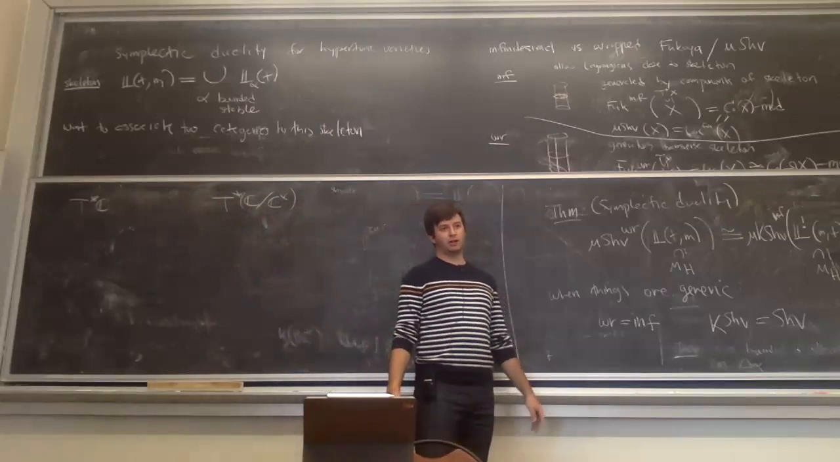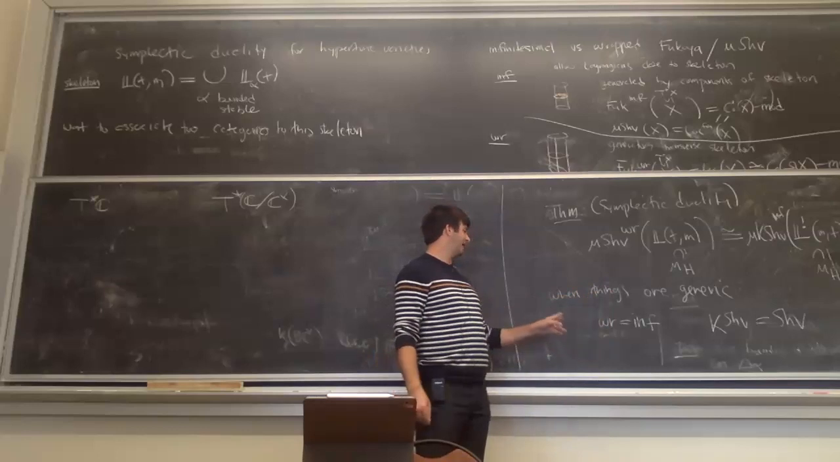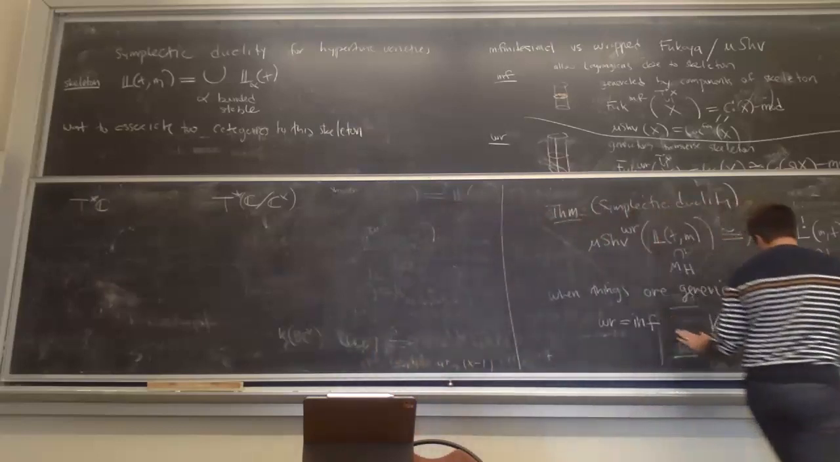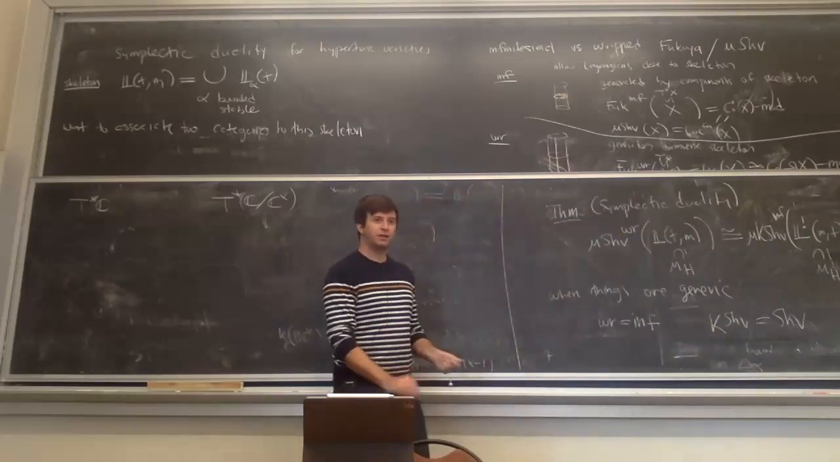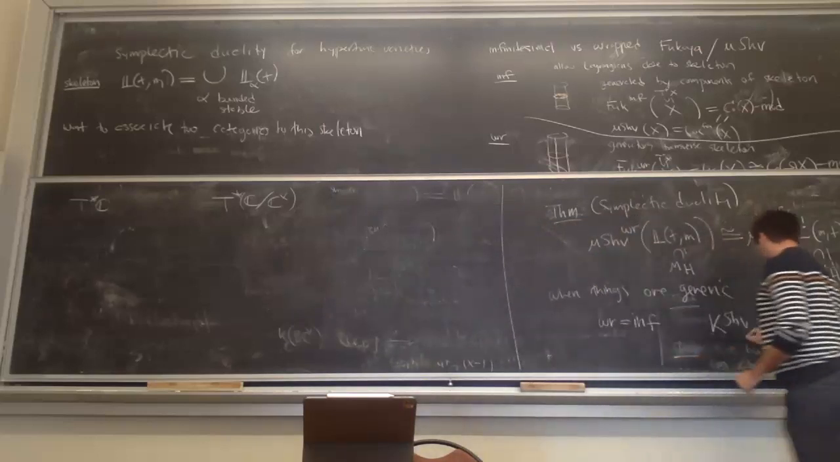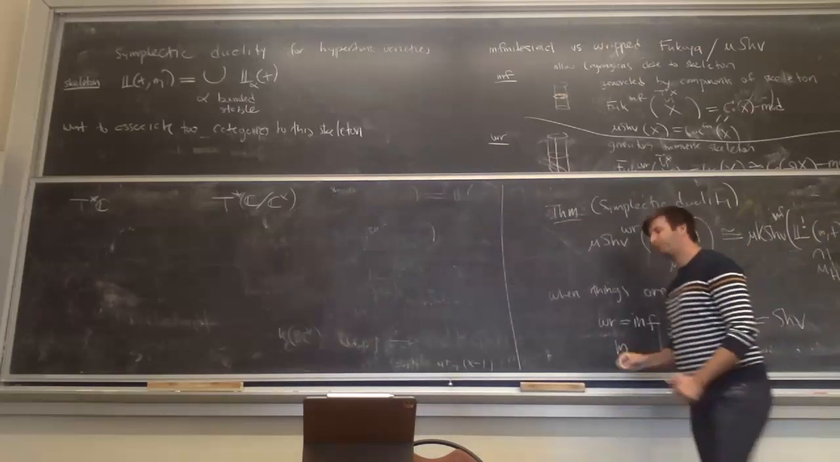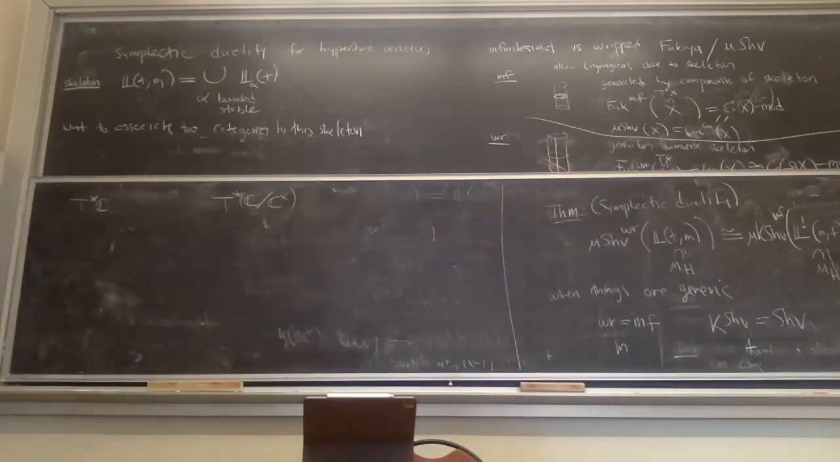Both T and M are generic. I think something like T being generic makes this true, and M being generic makes that true. So this one comes from T and this one comes from M. All right, but you're going to see why this is really nice right now.